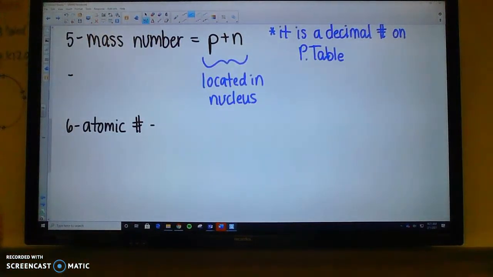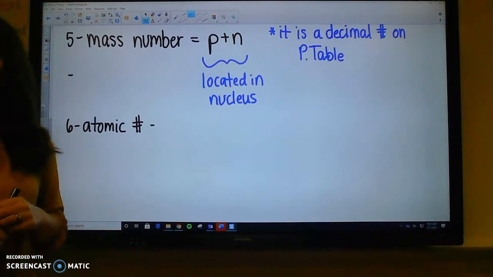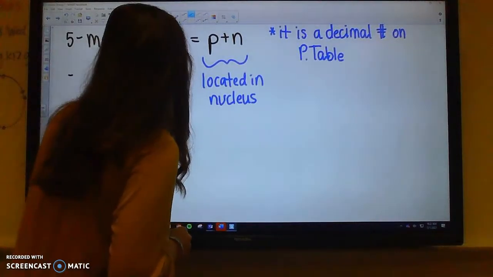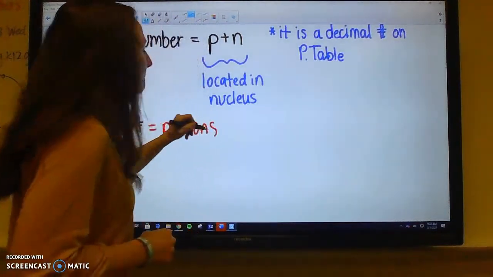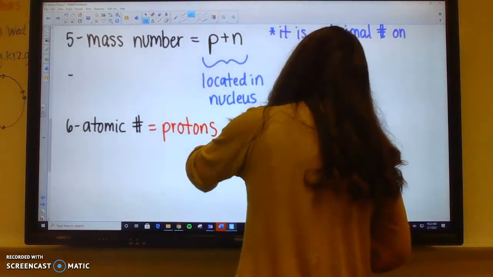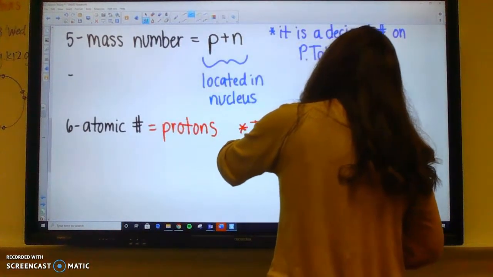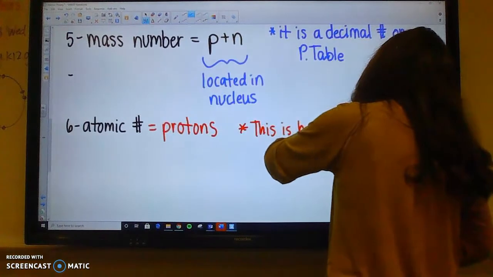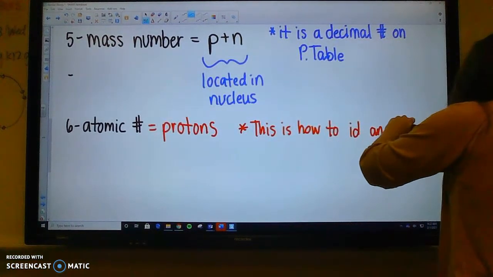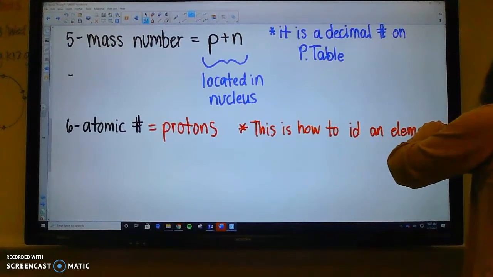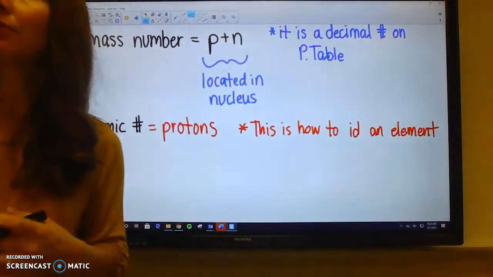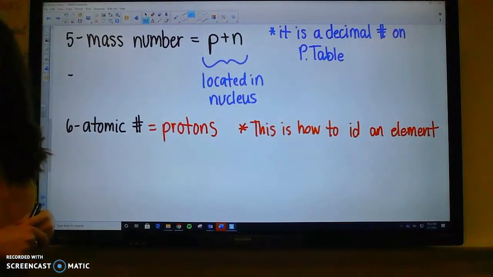So what is the atomic number equal to? Anybody? It's equal to the number of protons. This is how you identify an element. An element's identity is based on its atomic number or the number of protons.